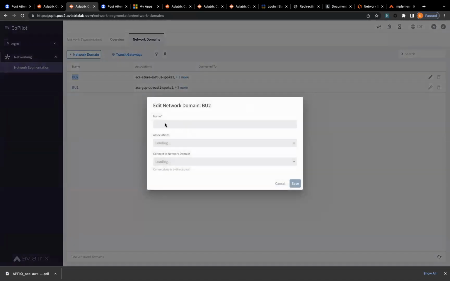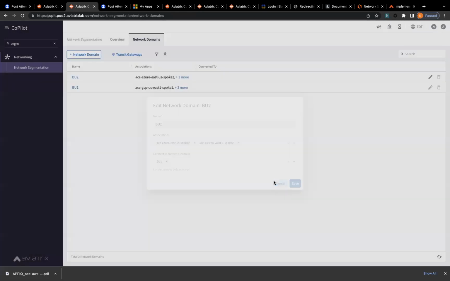And whenever you create a network domain, you need to decide which spokes or which connections, again, it doesn't have to be always spokes, which connections have to be part of that particular domain. And if you want to connect to another domain, this is where the connection policy that we were talking about, where we leak the routes, comes in. You can create it from BU1 to BU2. Again, it's always bidirectional. So if you configure BU2 to BU1, we will automatically have it both ways.